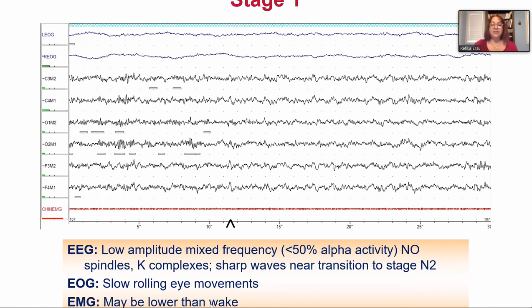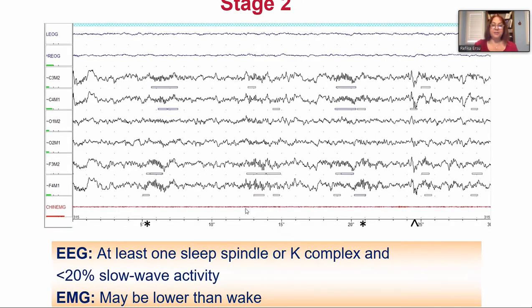And the EEG shows slow rolling eye movements, EOG shows slow rolling eye movements, and EMG is lower than awake, but EMG is lowest during REM sleep. And in stage 2, where we spend most of our time sleeping, there's at least one sleep spindle. So those are the fast, low amplitude waves, and K complexes. And EMG is again lower than awake.